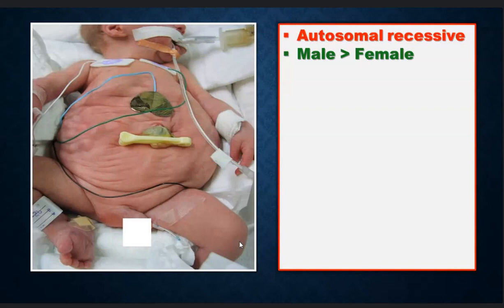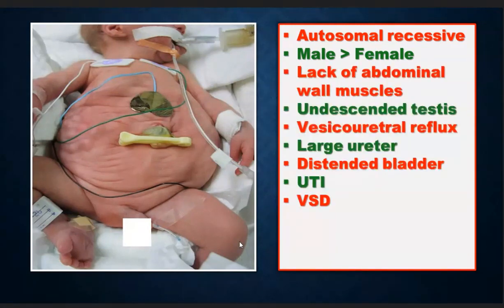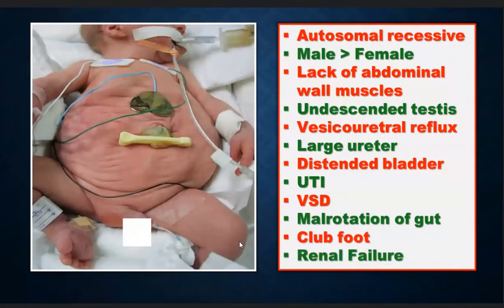They have undescended testes. They have vesicoureteral reflux, leading to hydroureter or large ureter, with distended bladder, leading to UTI and renal failure. They have, as I said, congenital heart disease, mostly in the form of VSD, and they also have GIT abnormalities in the form of malrotation of the gut, and they may also have club foot. These patients have a poor prognosis if they have prune belly syndrome and there is delay in management.